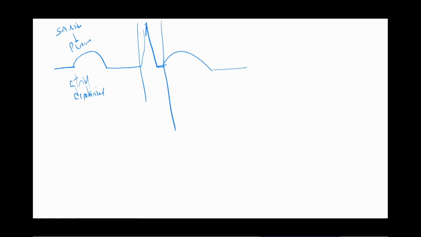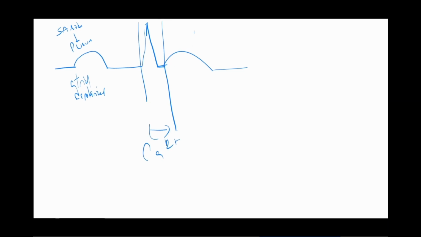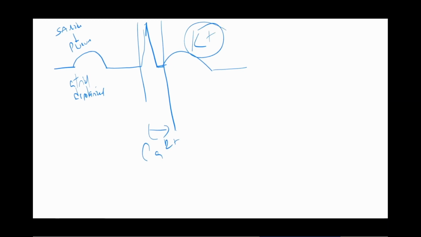Anyway, calcium, potassium, sodium. Sodium is going to alter the SA node depolarization. Calcium is going to alter that plateau phase. Potassium is going to alter the repolarization. So this whole complex is called the QRS complex.